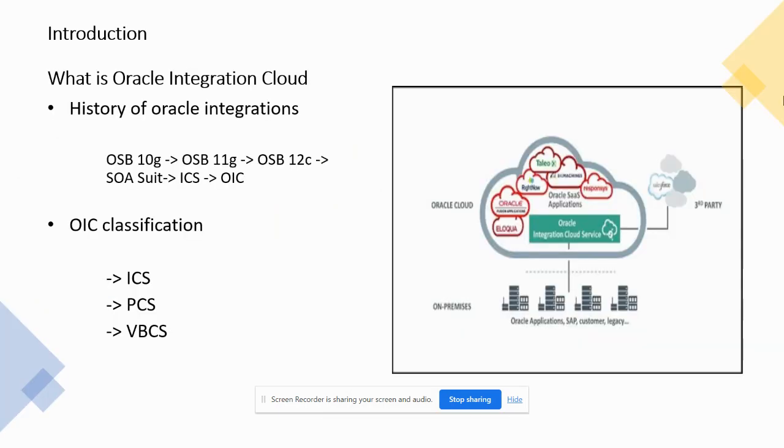So moving to the first one, what is an integration? Integration is an intermediate medium to communicate between the source and the destination. If you want to transfer some data from a source location to the target location, you can use the integration. We can simply say that it is used for inbound and outbound operations.